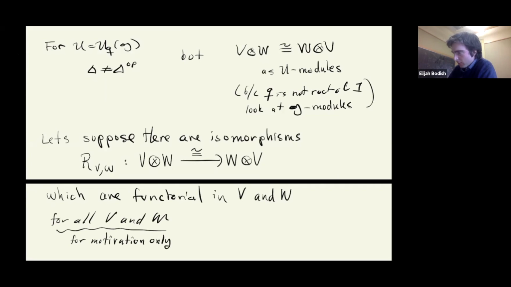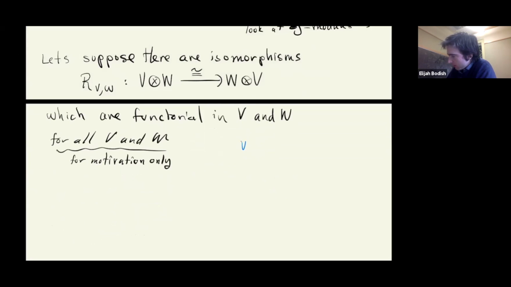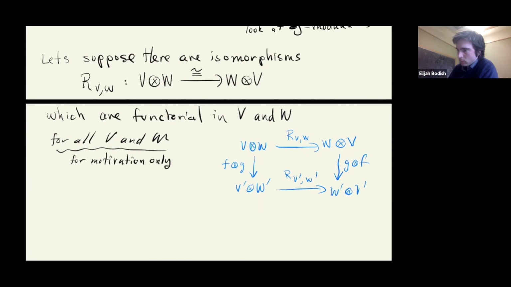The functoriality means that explicitly I have this map R_VW from V tensor W to W tensor V. And if I take a map F from V to V prime and G from W to W prime, then this diagram will commute. This motivational assumption, that we have such an isomorphism for all pairs of representations of U, we can apply to the left regular representation.